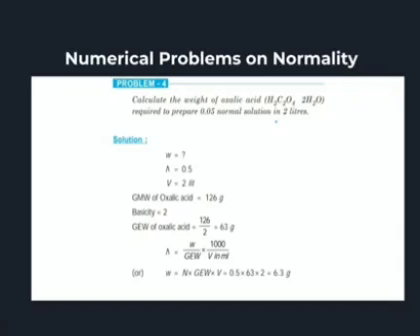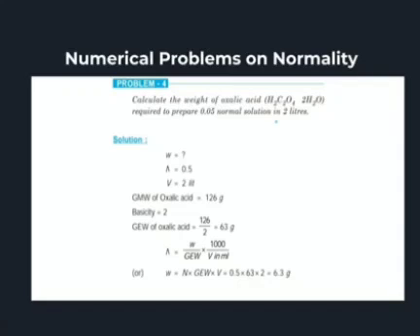Calculate the weight of oxalic acid required to prepare 0.05 normal solution in 2 liters. Here the molecular formula of oxalic acid is H2C2O4·2H2O. Here the given data is normality N equal to 0.5 N, volume V equal to 2 liters. Gram molecular weight of oxalic acid is 126 grams, which is calculated from the molecular formula of oxalic acid.